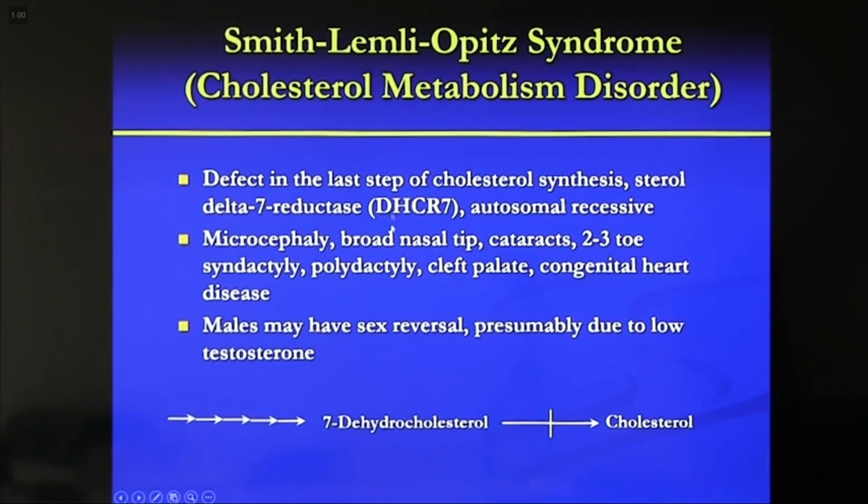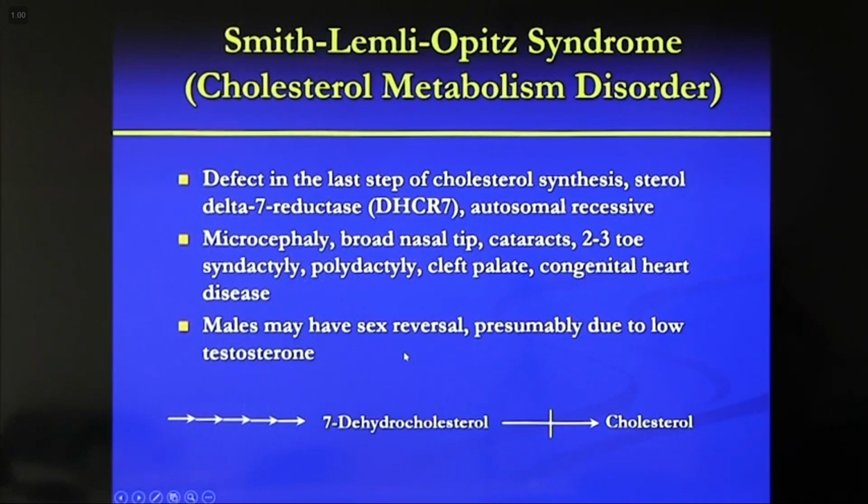Problem is cholesterol is an integral part of the central nervous system. So if you don't have it, you have microcephaly and you have other things. It's also a part of the developmental pathways. You get 2-3 toe syndactyly, but it's severe. That's where your toes are stuck together. You have polydactyly, where you have extra fingers. And then you have cleft.